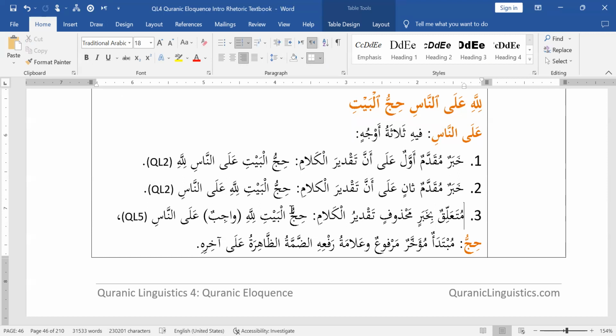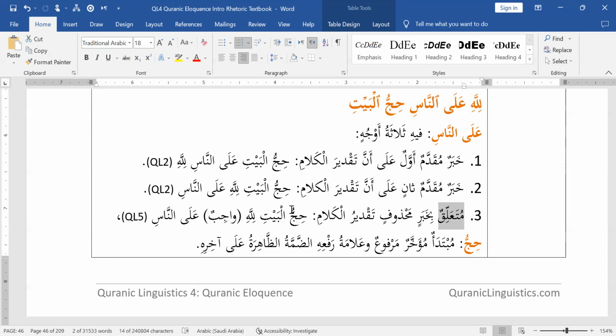The third possibility for ala nas, which is a shibhul jumla, is that it's muta'alliq. This is a technical term, muta'alliq. Now, let me explain muta'alliq. Whenever there's a shibhul jumla, in the vast majority of types of shibhul jumla, there's always a ta'alluq, a linguistic connection. So when we say muta'alliq, it means linguistically connected to.